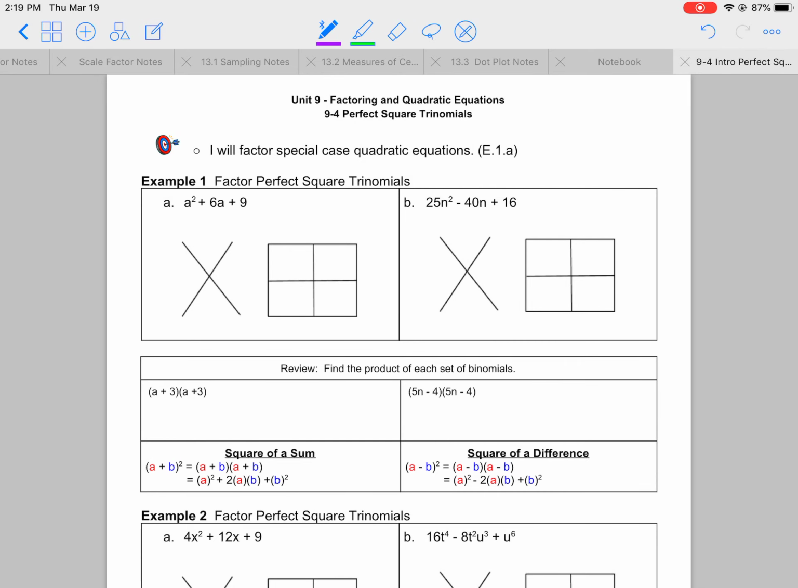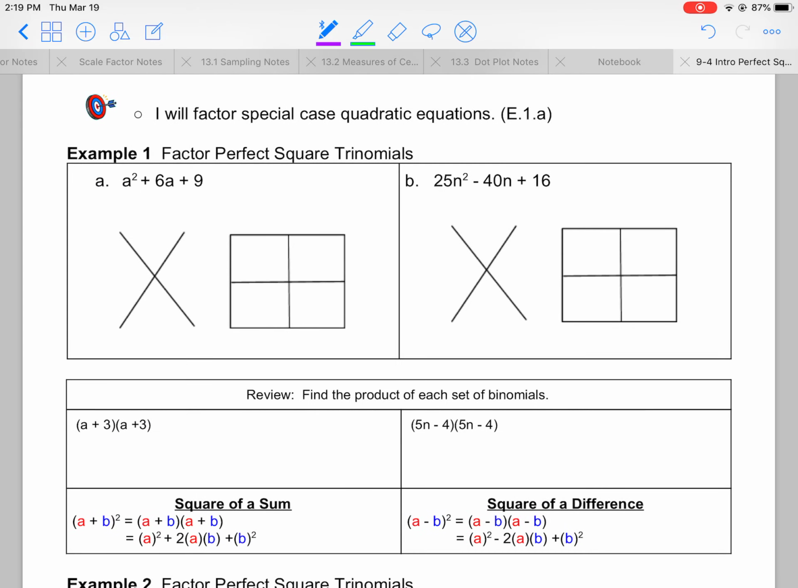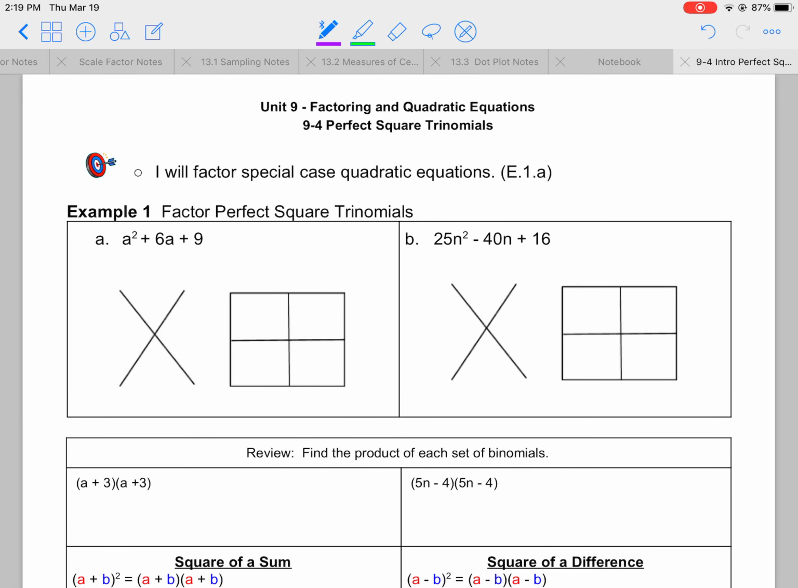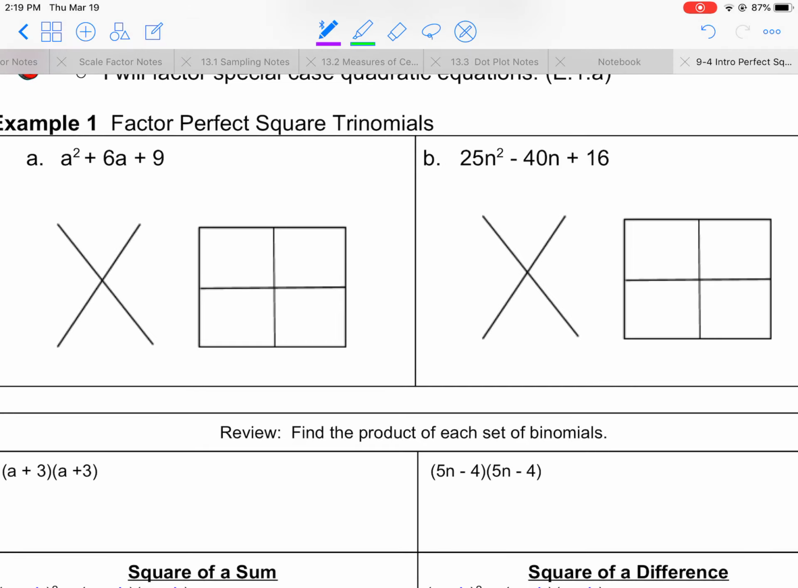Hey guys, I'm here to go over intro notes for Unit 9, Section 4, Factoring and Quadratic Equations. And 9.4 is all about perfect square trinomials. And today we're factoring special case quadratic equations.